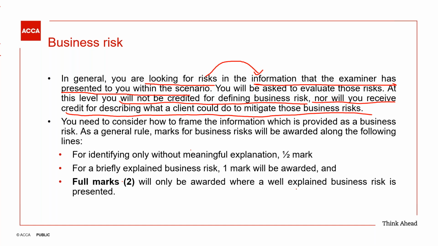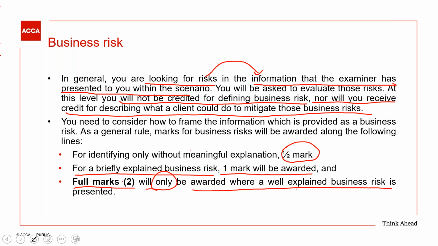As a general rule, marks for business risk will be awarded as per the following. For identifying only without a meaningful explanation, you will only get half a mark. So if a student just identifies a risk without a meaningful explanation, how many marks will you get? Half, right? For a briefly explained business risk, 1 mark will be awarded. So how many marks will you be awarded if you briefly explained a risk? Just one. But full marks, 2, will only be awarded if there is a well explained business risk.